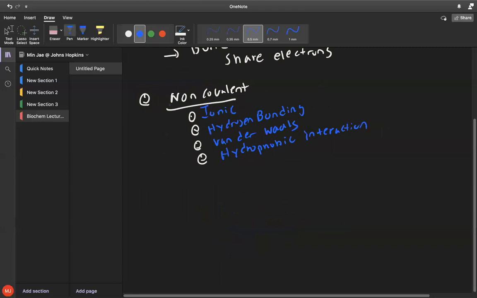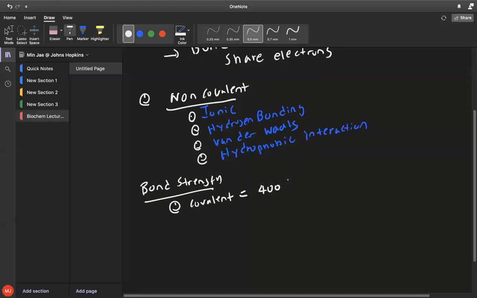Okay. So before I jump in and describe characteristics for each type of covalent and non-covalent bond, let me just mention the general bond strength for each type of interaction. First, covalent has the strongest bond strength, and therefore the strongest interaction. Generally speaking, a covalent bond has around 400 kilojoules per mole of bond strength, and the one that comes right after is the ionic interaction or ionic bond, which is about 100 kilojoules per mole.